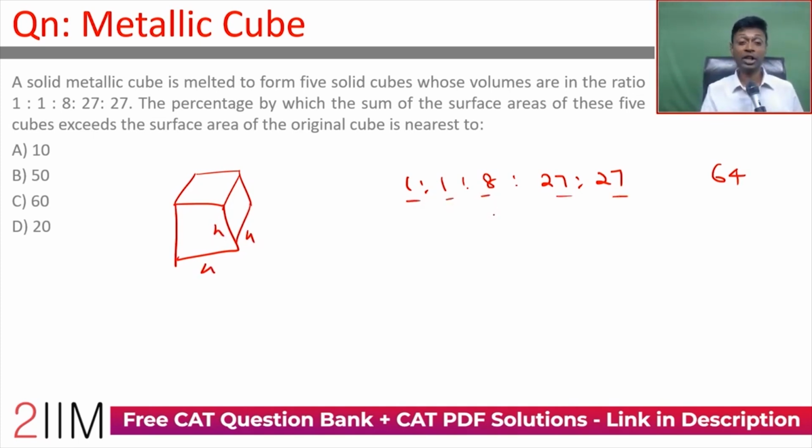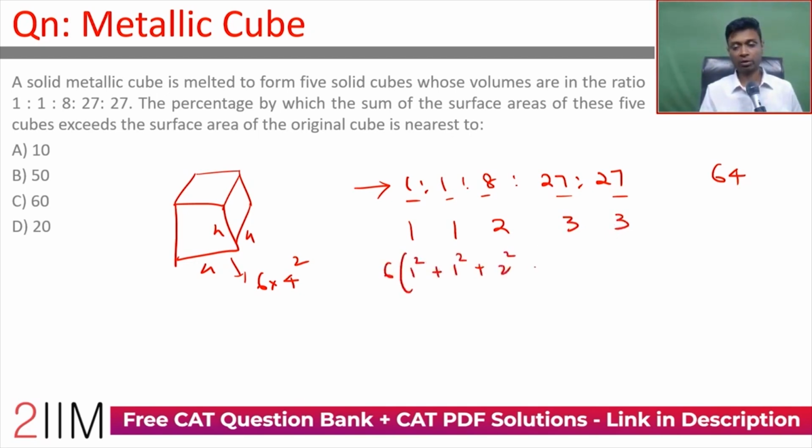And the percentage by which the sum of the surface areas of these 5 cubes exceeds the surface area of the original cube is nearest to. Original cube has area 6 into 4 square. These are the 5 small cubes. They will have sides equal to 1, 1, 2, 3, 3. So area would be 6 into 1 square plus 1 square plus 2 square plus 3 square plus 3 square. So from 6 into 4 square, it goes to this.